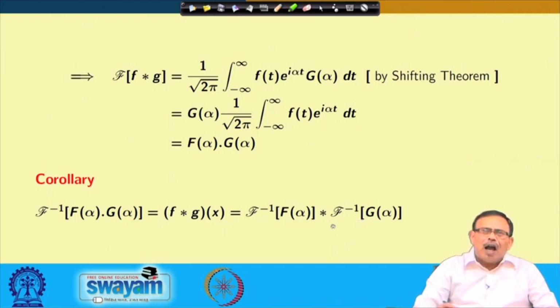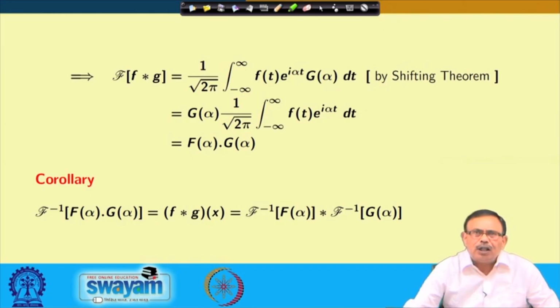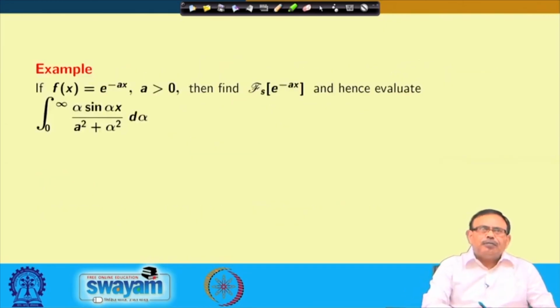Now, let us see the application of this convolution on evaluation of the Fourier transform. Let us see one example. A function f(x) is given, that is e^(-ax), where a is greater than 0. From here we want to find the Fourier sine transform of e^(-ax), and once I am finding that, I also want to evaluate the value of the integral 0 to infinity alpha sin(alpha x) by a square plus alpha square d alpha.